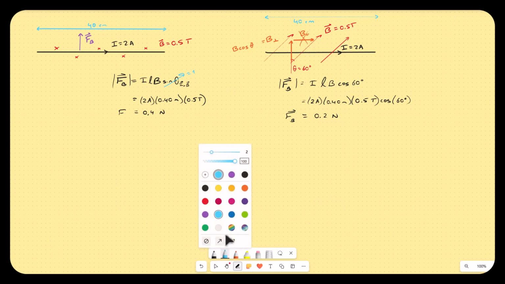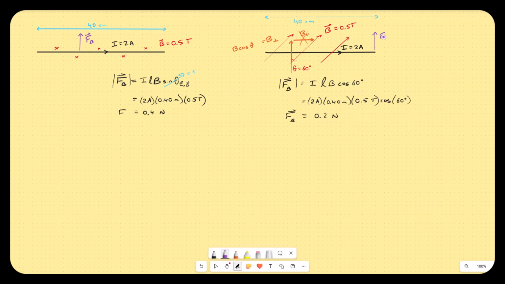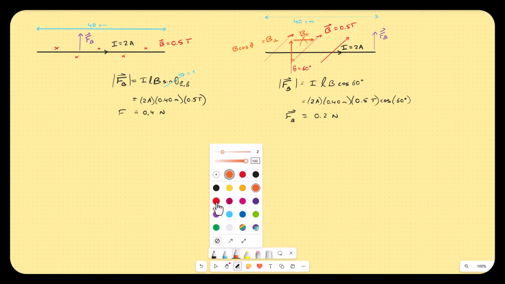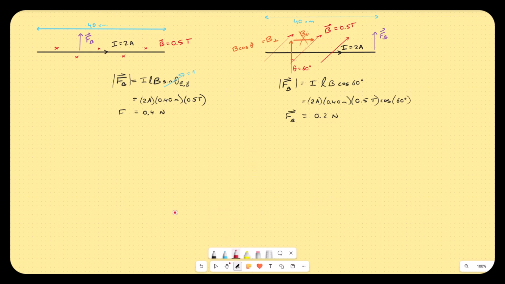The direction is the same as it was last time, so I'm going to get a force that points, again, upward. And that's it. That's how I'm going to use my magnetic field and my wires to be able to get some kind of a force.